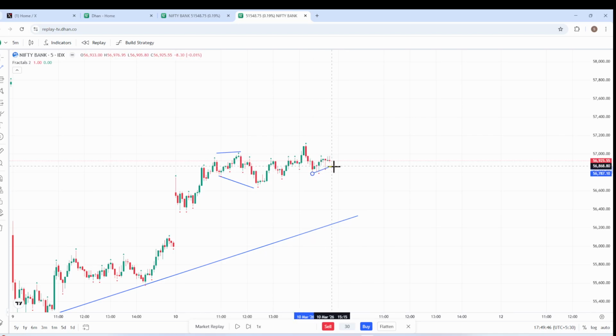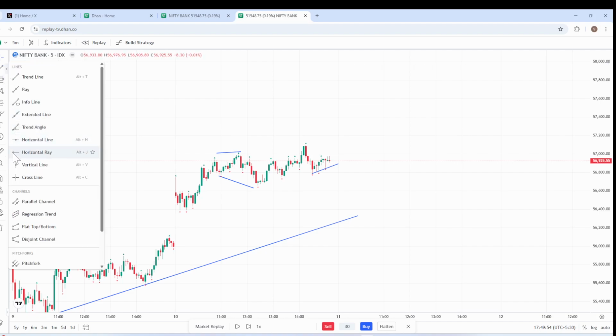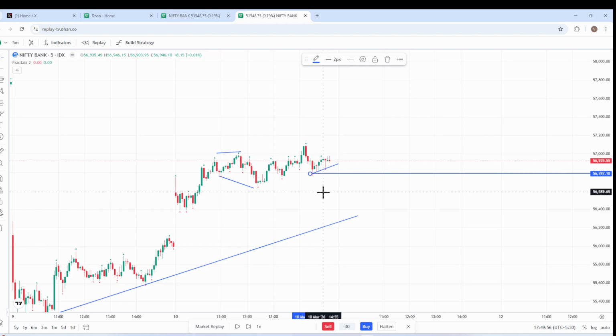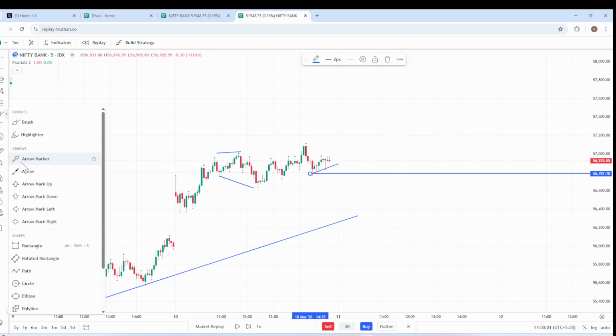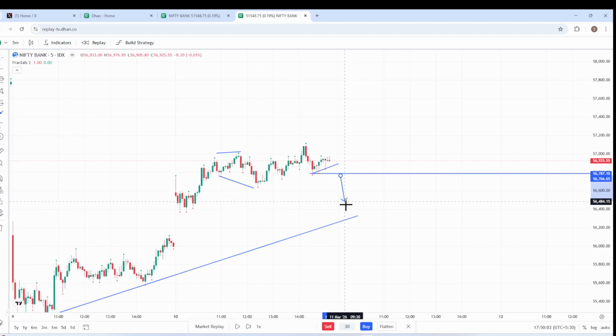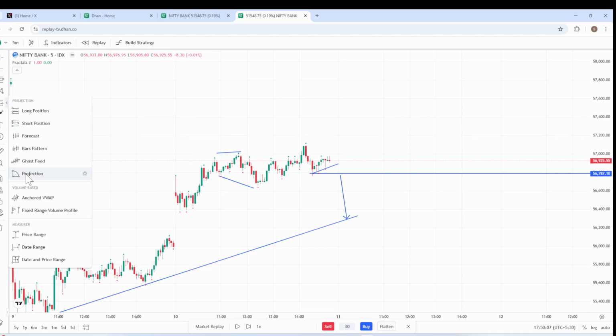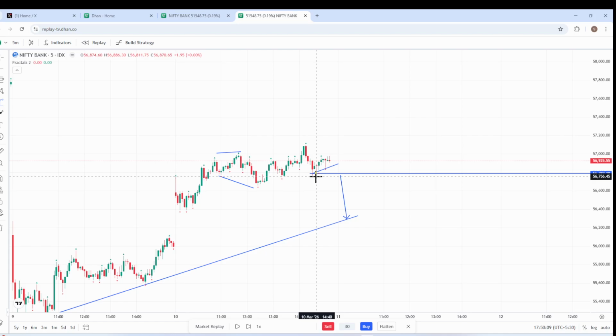Let me say that if the low of this flag is broken, then we are heading towards this. So what is the distance? First let us calculate. When it breaks, we are going for 497 points. Let's see.